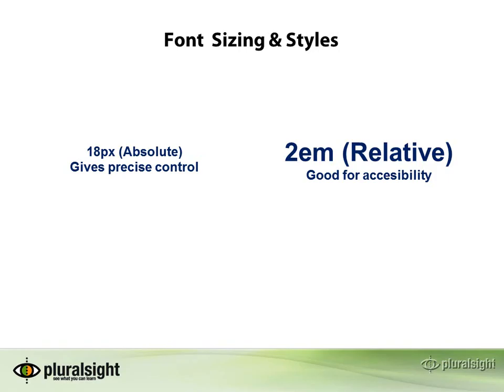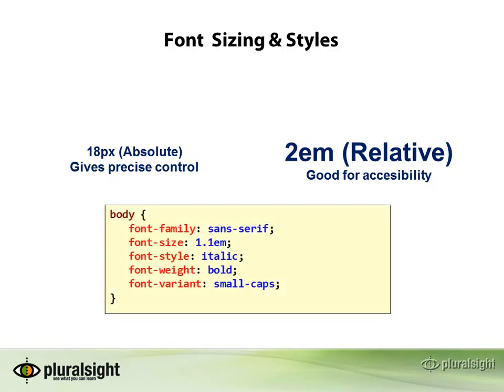One reason is relative sizes allow a user to scale up the text using their browser, and this is something they might want to do because the text is hard for them to see. Relative sizes allow that to work. Some of the other properties of a font that you can set are the font style, to force an italic font, or the font weight, to make a font bold, and the font variant property will bring in a typeface that uses only capital letters.